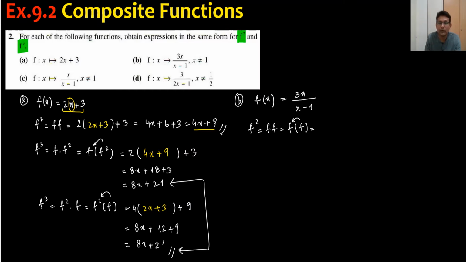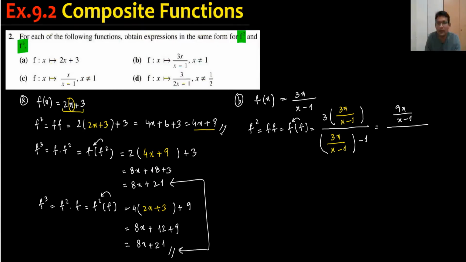So what we do in the place of x, I will write the whole equation. I have to substitute here like this, 3x upon x minus 1, and 3x upon x minus 1. This is actually the topic, the composite function. When we move further, what we can do, this will become 9x and x minus 1.